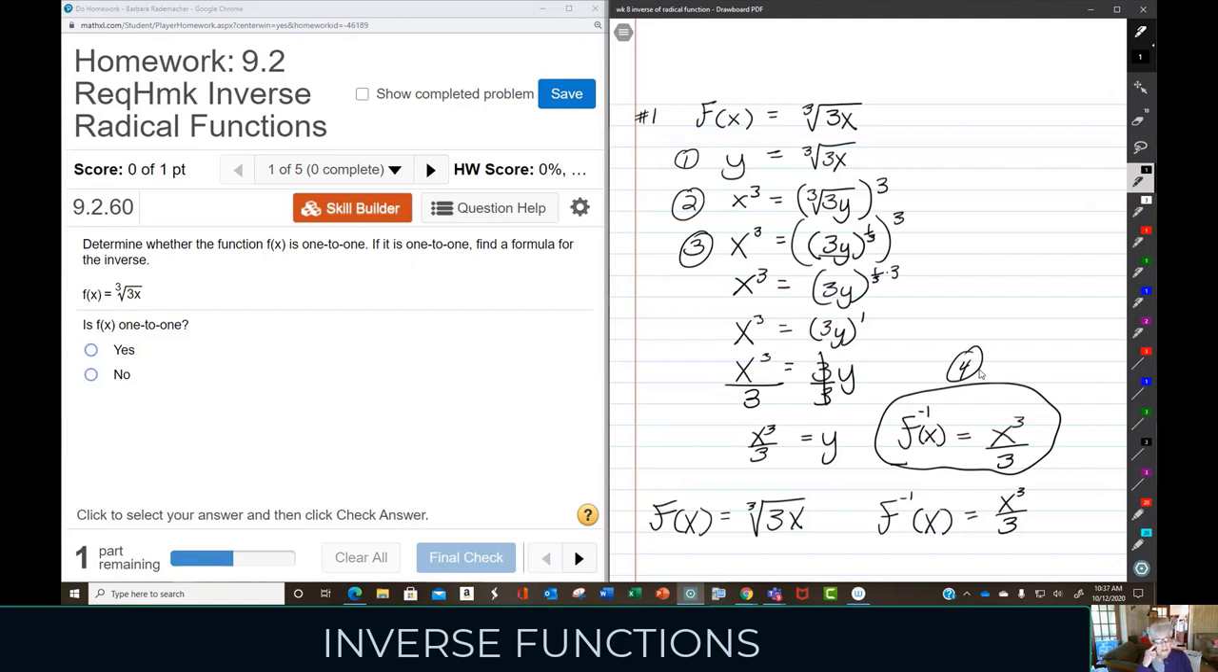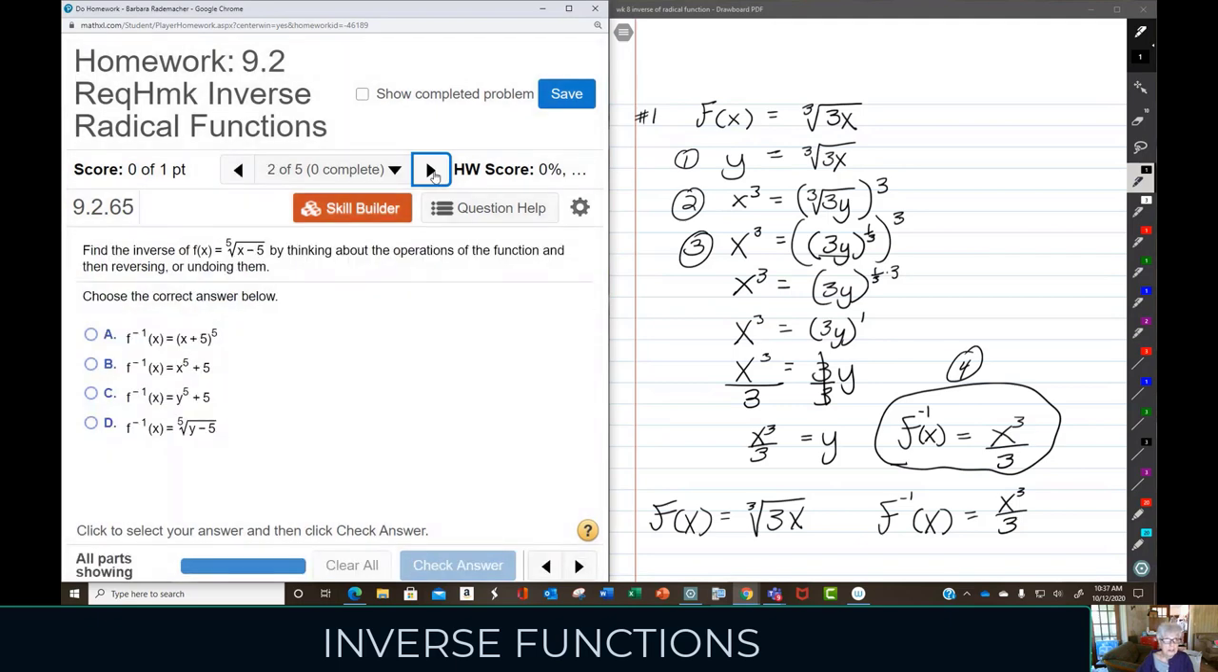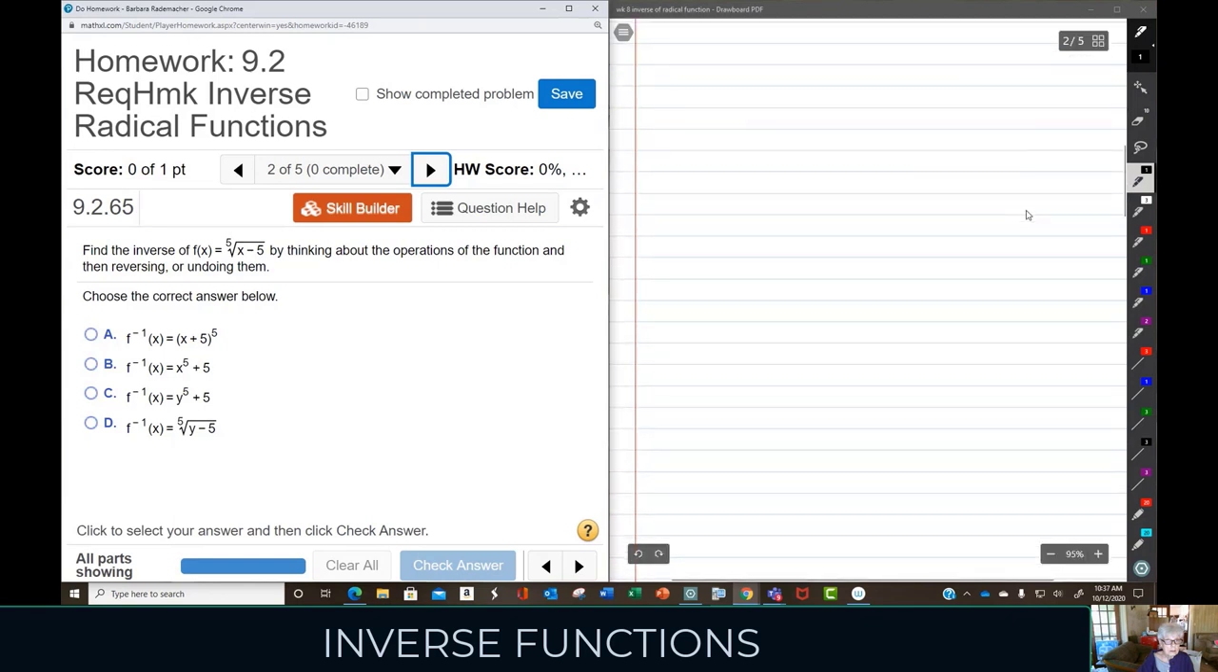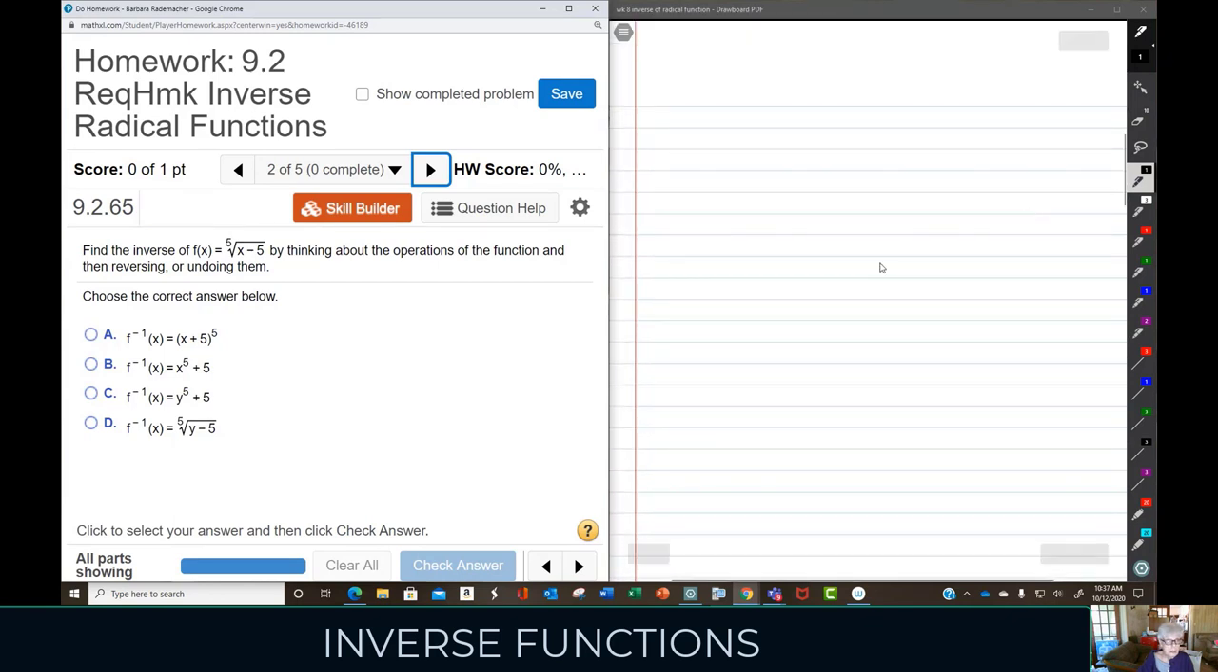Let's do another one. They're not more difficult than this. Thank goodness. All right, find the inverse function of. Notice these all have odd indexes. That's because those are the most likely to be one-to-one functions.